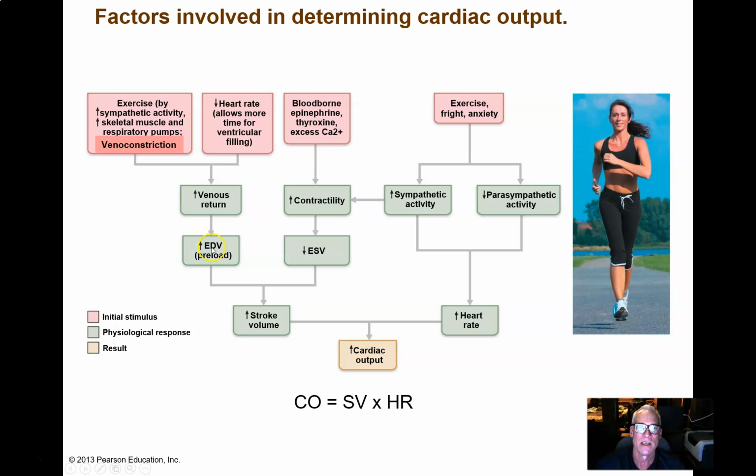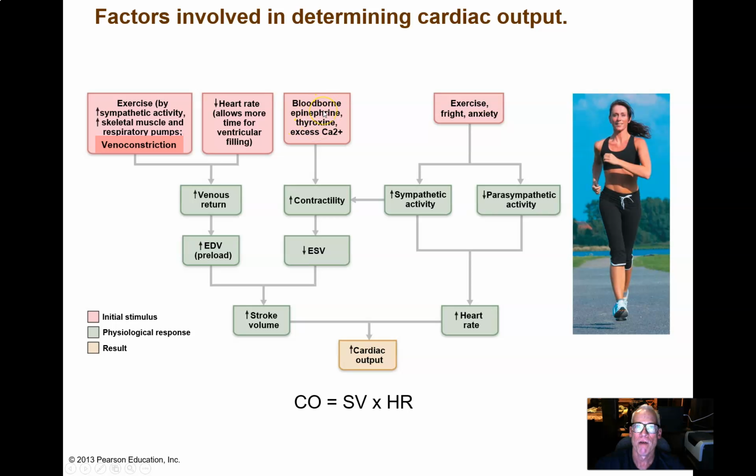Venous return is end diastolic volume and preload. There's synonyms. You make one big green box right here, and if you stretch the wall of that ventricle, if you increase this value, this volume, you'll increase the stroke volume. Frank-Starling law of the heart says that if you increase stretch, you increase force.